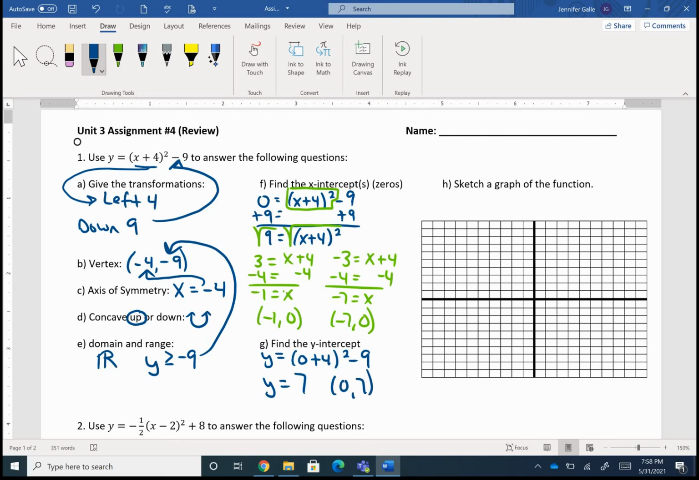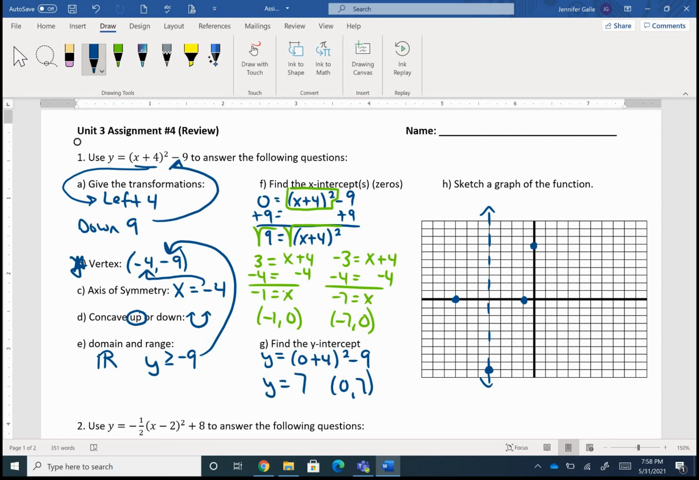All you're graphing are a bunch of ordered pairs. So the vertex, that's the middle of my graph. In this case, we know the graph opens up, so it's my lowest point, my minimum point. So I graph the ordered pair -4, -9. Axis of symmetry is the vertical line right through the vertex. Next, my x-intercepts. Again, they're just 2 ordered pairs. -1, 0 and -7, 0. Then the y-intercept, again, another ordered pair, 0, 7.